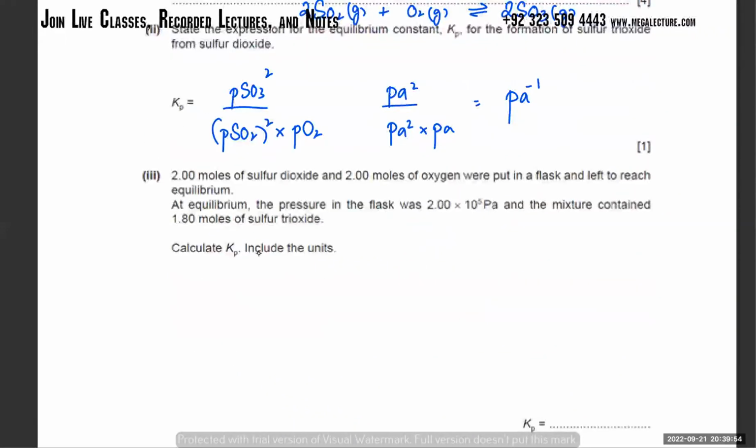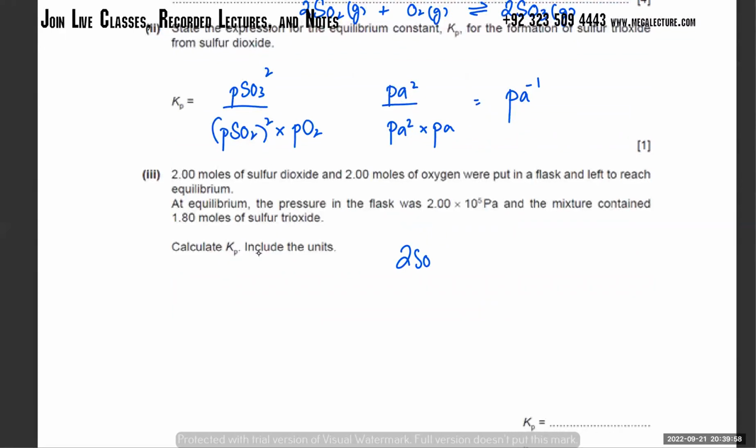Or the next question. Writing the equation again: 2SO2 plus O2 gives 2SO3. It says 2 moles of sulfur dioxide and 2 moles of oxygen were put in a flask. So my initial amounts are 2 moles of SO2, 2 moles of O2, and 0 moles of SO3. They did not put any SO3 into the flask, and they were left to reach equilibrium.